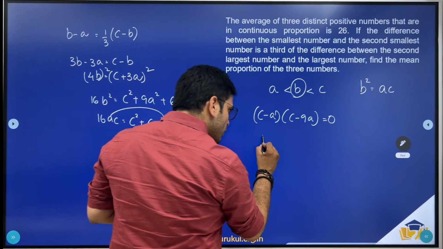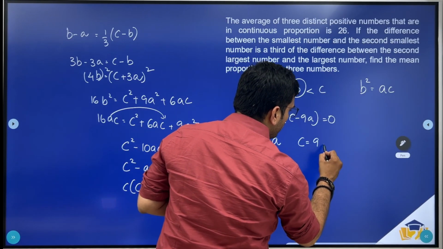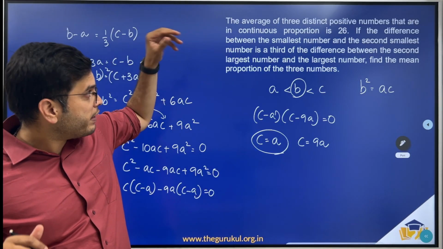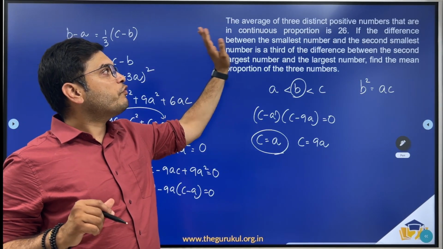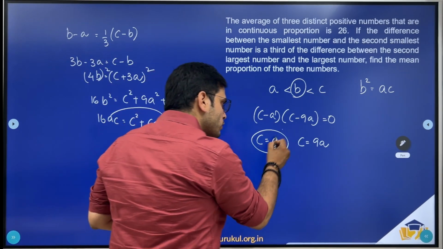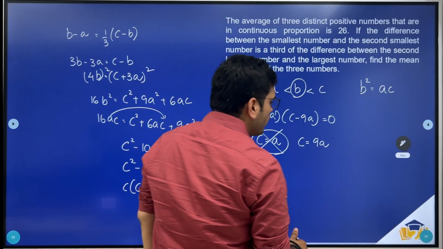If this is 0, C should be equal to A, and if this is 0, C should be equal to 9A. Now is this possible? No, this is not possible, because it is clearly mentioned that the average of three distinct positive numbers, so no two of them should be equal, so not possible. So C should be equal to 9A.